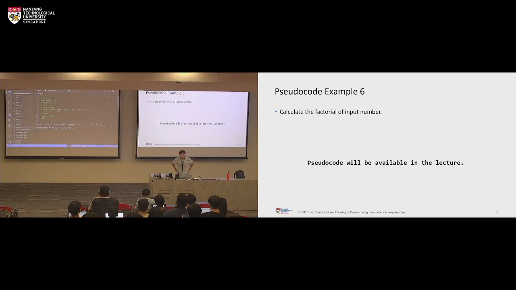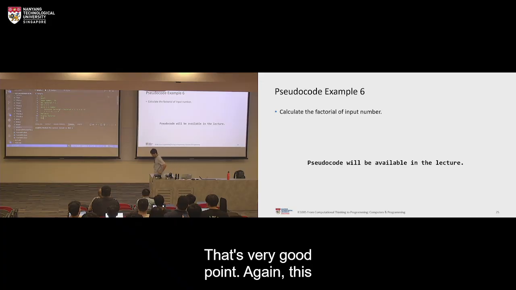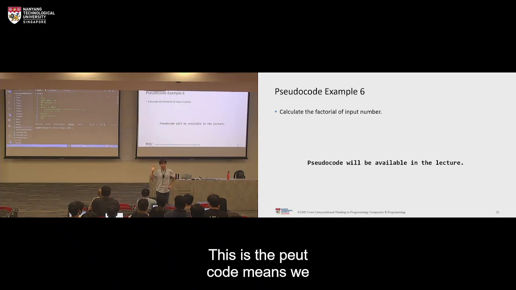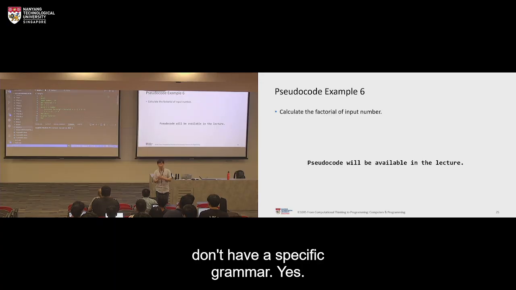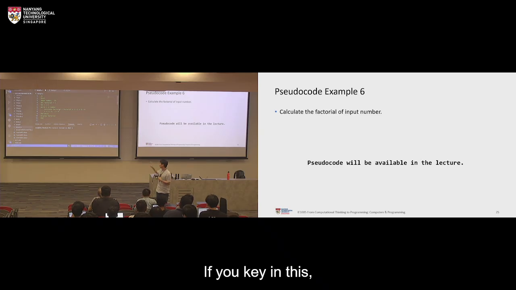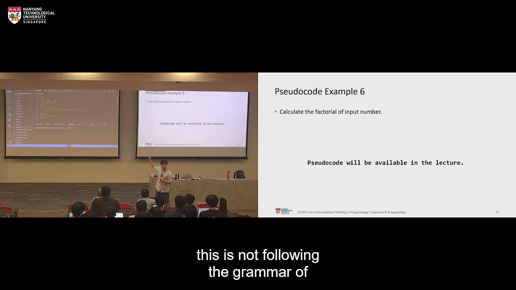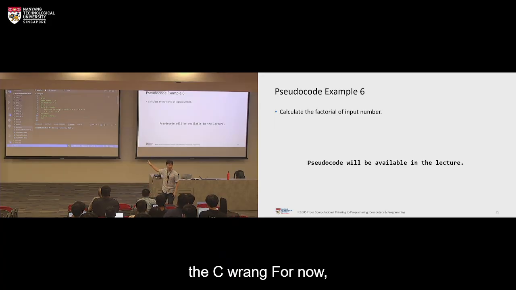Code block. That's a very good point. So again, this is not C language. This is the pseudocode. Pseudocode means we don't have a specific grammar. Yes, so it might be quite different in your code block. If you key in this, code block will give you a lot of warning signs, right? Because this is not following the grammar of the C language.